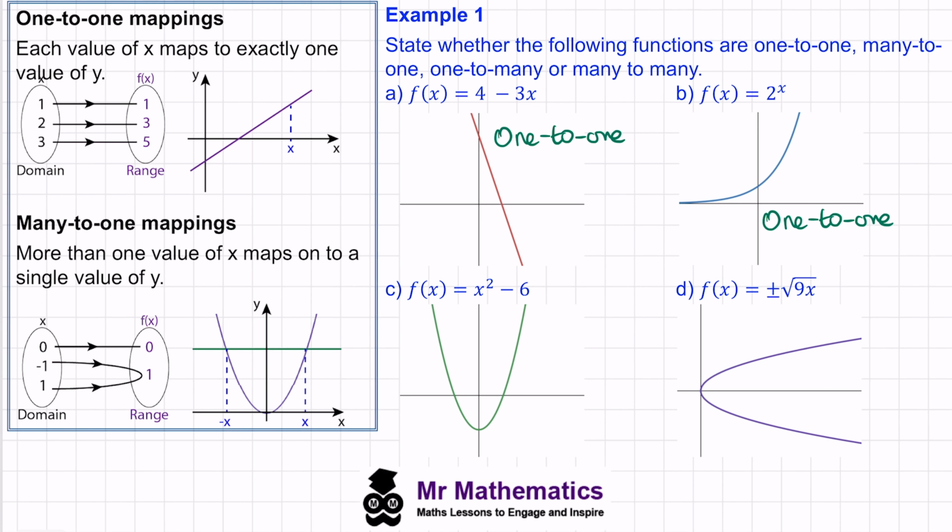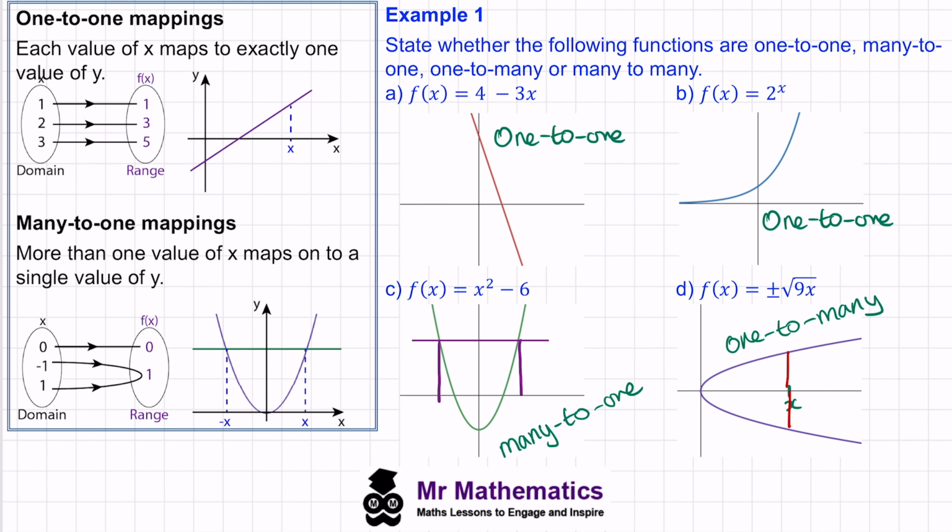And for question C, x squared minus 6, well, this is a many-to-one mapping, because if we look at one single value of y, you can see many values of x, in this case 2, will map on to this single y value. So this is many-to-one. And in question D, if we have plus or minus the square root of 9x, well, we have a single x value, and you can see that this maps onto multiple or many y values. So in this case, we have a one-to-many.